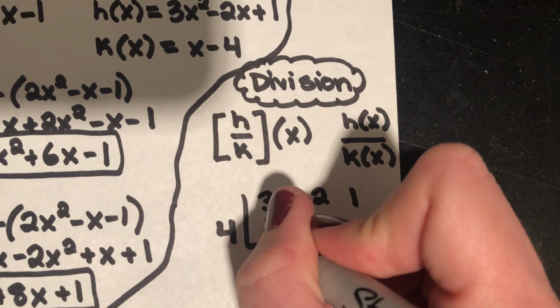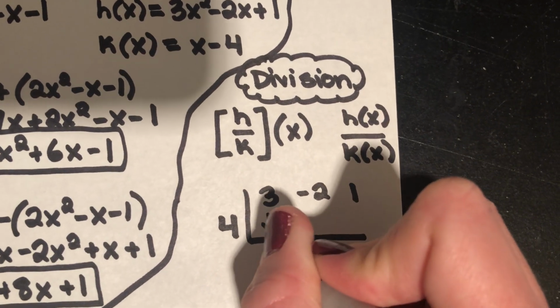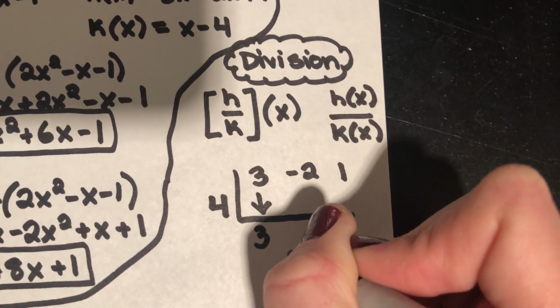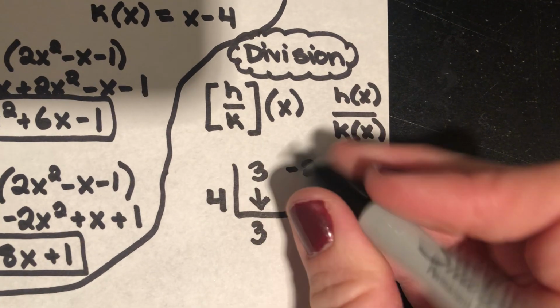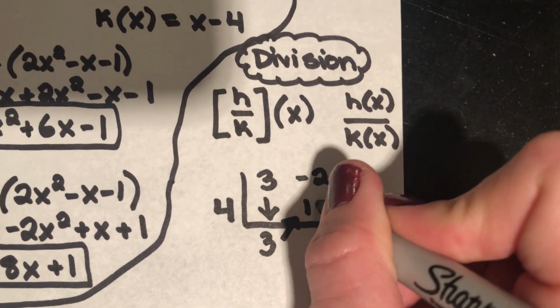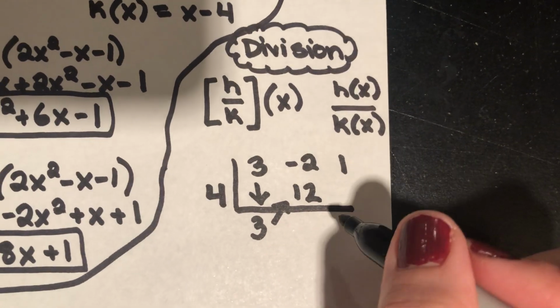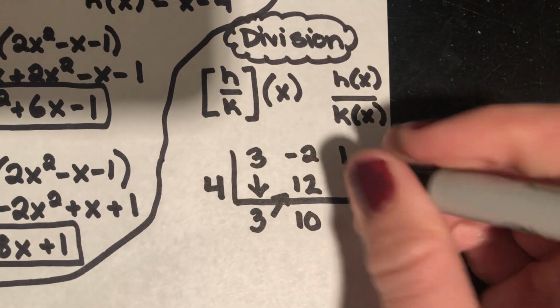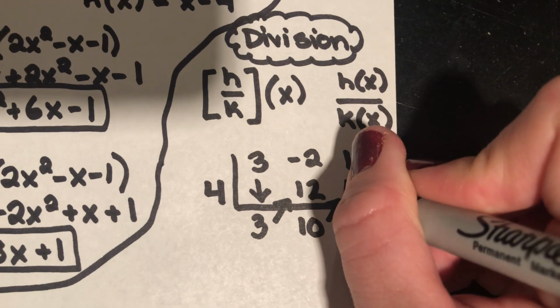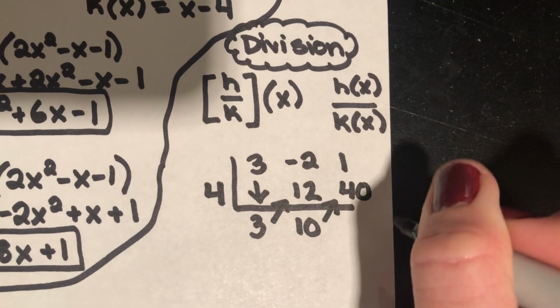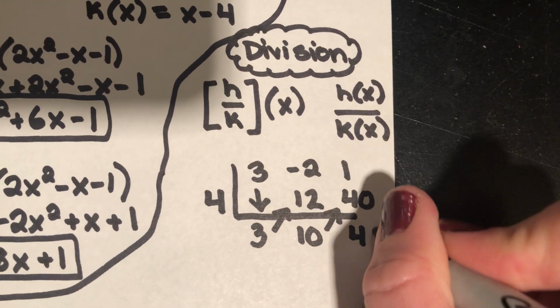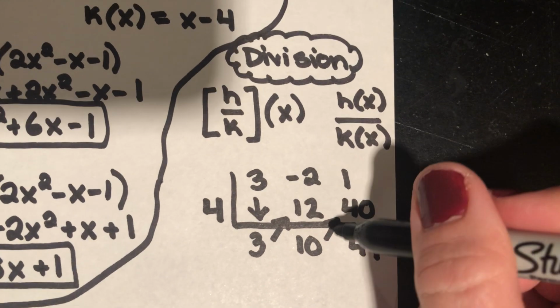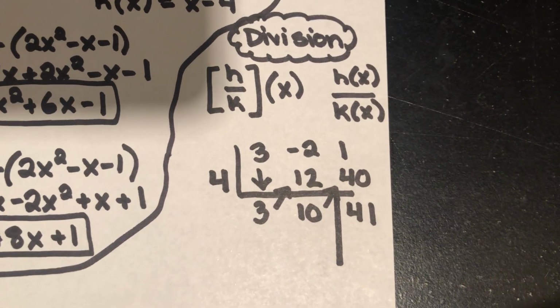All right, we're going to bring down this 3. So the 3 comes down. Awesome. 3 times 4 is 12. All right, 12 plus negative 2 is 10. 10 times 4 is 40. 40 plus 1 is 41. So our remainder, we're going to draw a line right there.